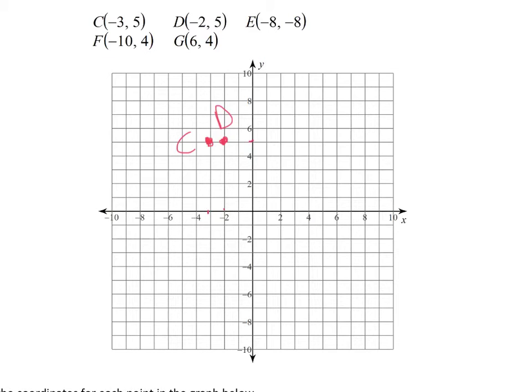The third point is -8, -8. So we have an x-coordinate of -8, which is right here on the graph, and then we have a y-coordinate of -8, which is right here on the graph. And we look at where they intersect, and we put our point here. So -8, -8 would fall right here on the coordinate graph, and that would be point E.